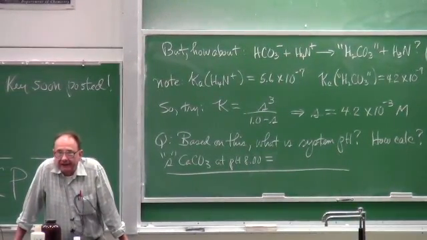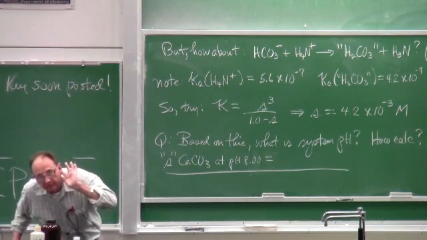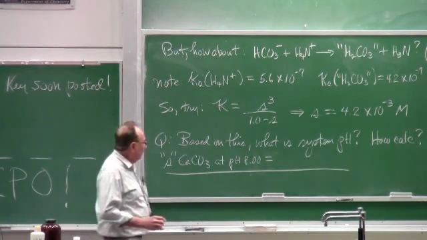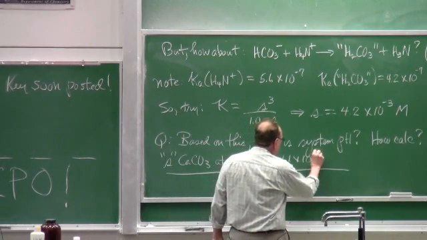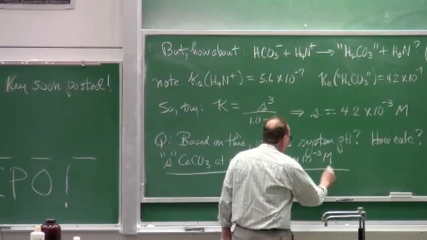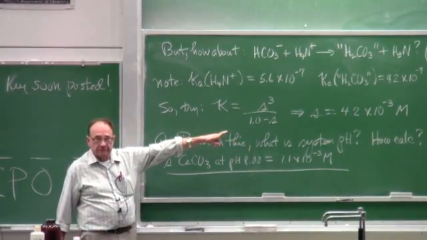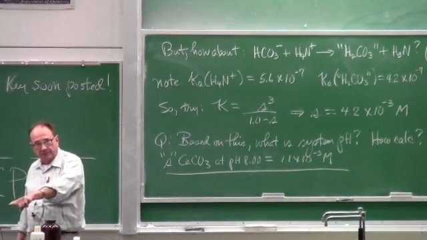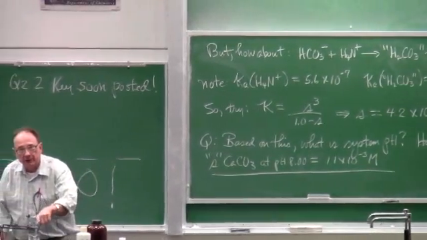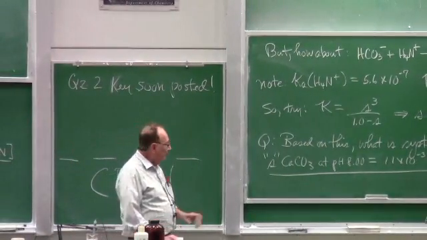What have you got? 1.1 times 10 to the minus 3. Now, if this calculation is true, we know that the pH of the ammonium chloride solution saturated with calcium carbonate compares how to 8?